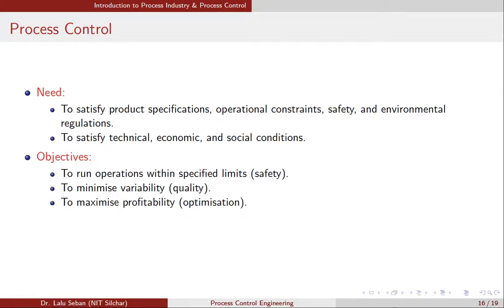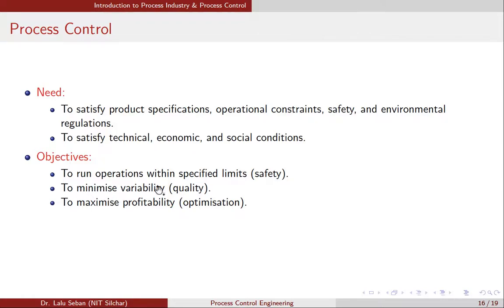What are the objectives? While we look at the need, we can create the objectives for process control: to run the operations within the specified limits. It can be design specifications, specifications given by a government body, or limitations due to constraints.